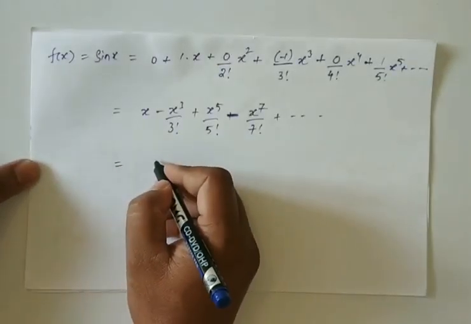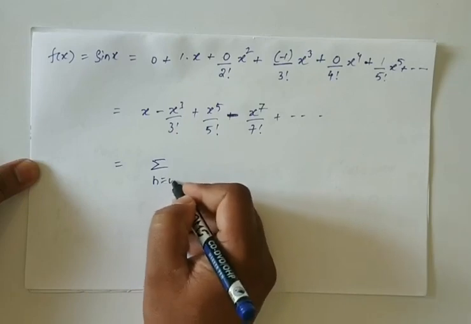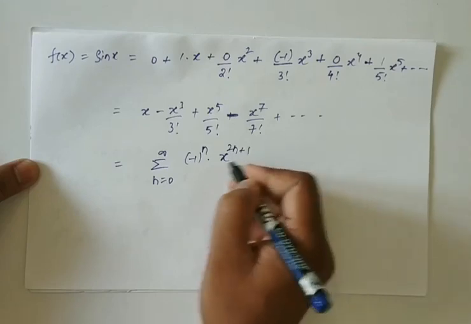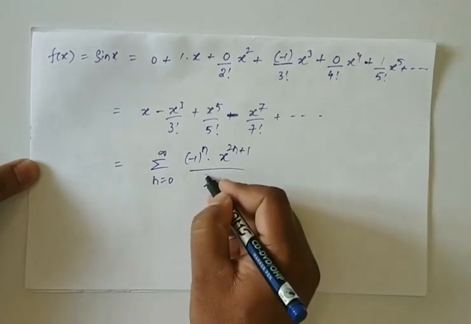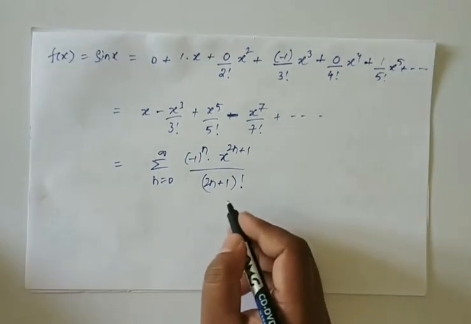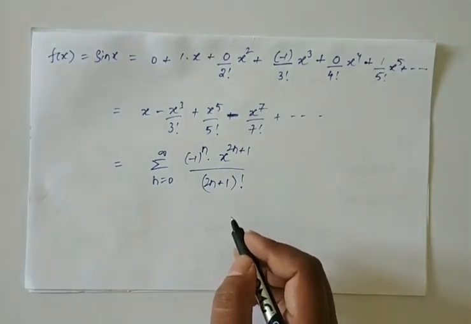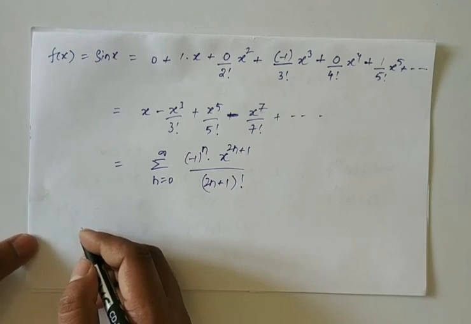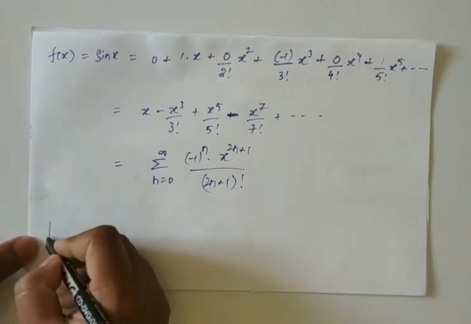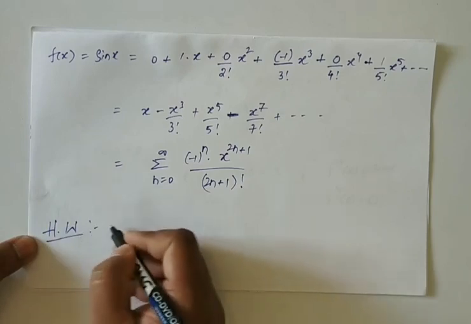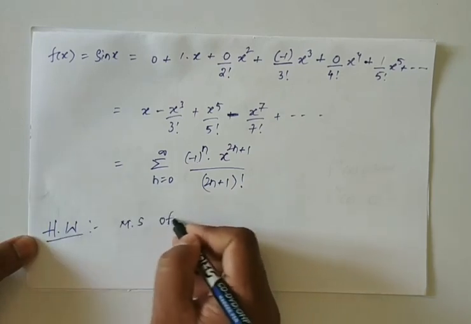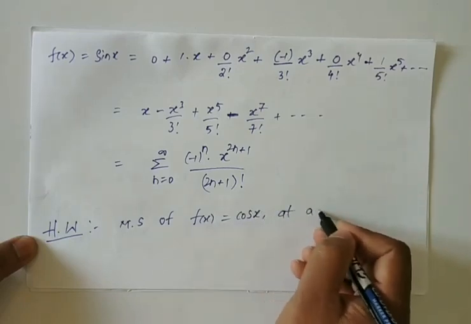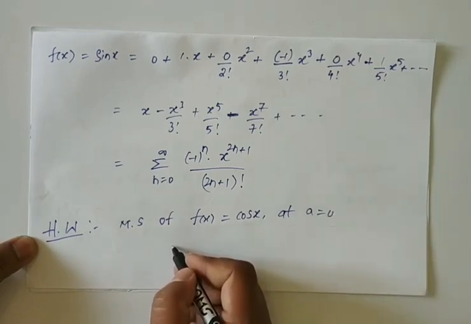So now this can be written as summation n is equal to 0 to infinity, minus 1 whole power n, x power 2n plus 1 by 2n plus 1 factorial. Please check it. Similarly, we have to find Maclaurin series for cos x at a is equal to 0. Okay, so that is homework. What is homework? Maclaurin series of f of x is equal to cos x at a is equal to 0. What is answer here?